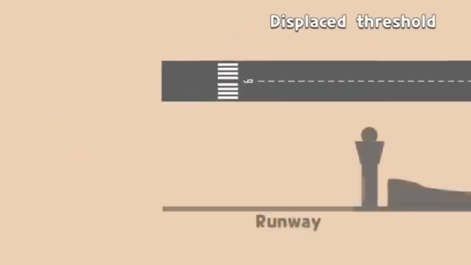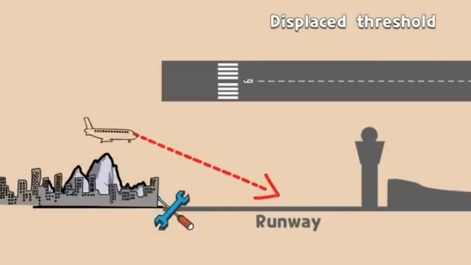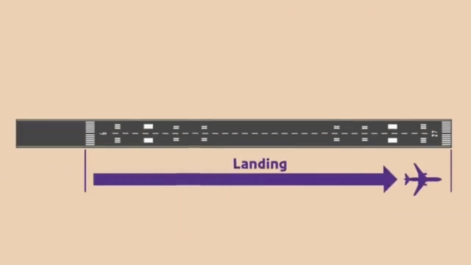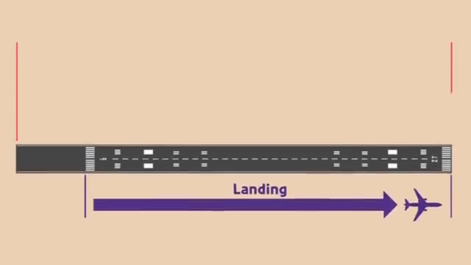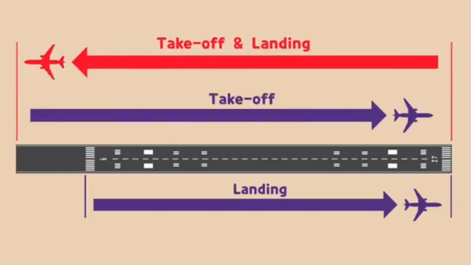It is mainly used for runway repair work, when landing at this point is impossible due to nearby mountains or obstacles, or when there is a noise problem. Displacement of a threshold reduces the length of runway available for landings. The portion of runway behind a displaced threshold is available for takeoffs in either direction and landings from the opposite direction.